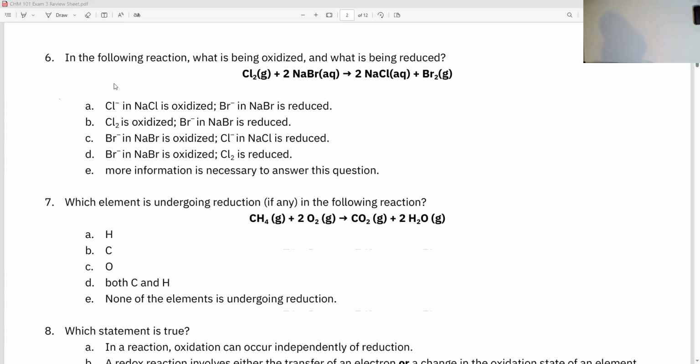All right, we have some questions on redox now. It says, in the following reaction, what is being oxidized and what is being reduced? So what we're going to do is write down this reaction and try to track where the electrons are going, based on the oxidation numbers, which, like we talked about in class, behave a lot like charges. So remember that part. They behave a lot like charges.